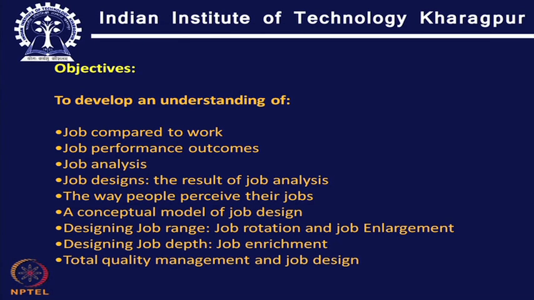The objectives are to discuss, first, job compared to work, and job performance outcomes. We will also deal with job analysis and then job designs, which are the results of job analysis, the way people perceive their jobs, a conceptual model of job design, designing job range, which is job rotation and job enlargement, and designing job depth, which is job enrichment. We will also focus on total quality management and job design. The whole discussion will be spread through 2 lectures.